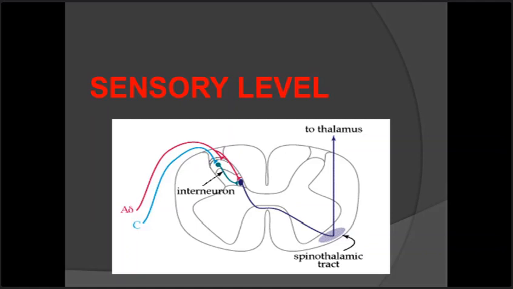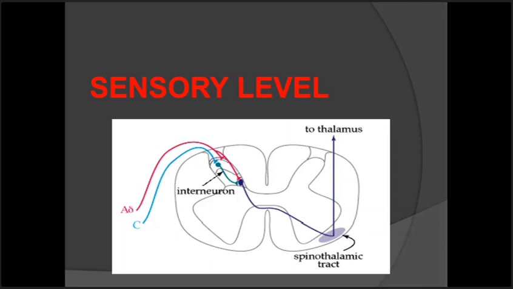If the lesion is hemi, not bilateral, only one side, the sensory level will be 2 levels below the lesion. Why? Please look at this diagram. The posterior horn will be sensory and cross to the contralateral spinothalamic tract for pain and temperature and ascend to the thalamus.